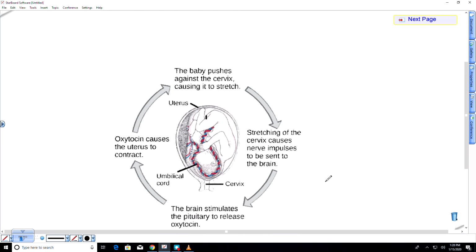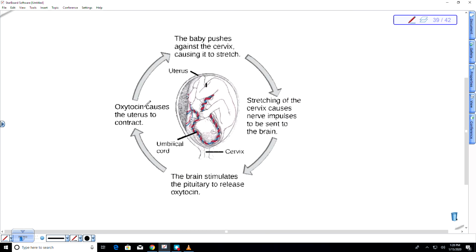And then this shows the positive feedback mechanism, which actually has to do with the production of oxytocin, which causes stronger contractions. So as the baby presses on here, it causes more oxytocin to be produced, which causes stronger contractions, which causes more oxytocin to be produced. And so labor would progress by increasing the intensity of the contractions.